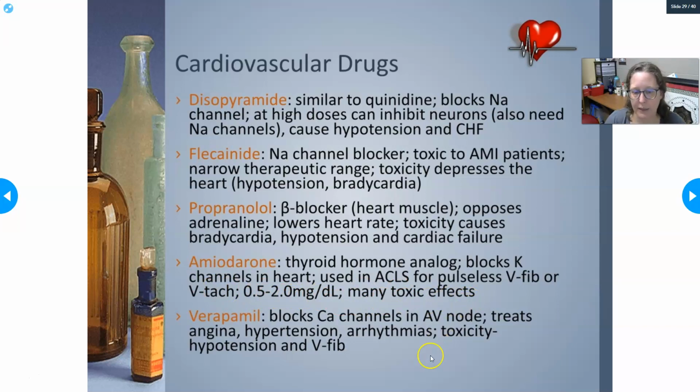Verapamil blocks calcium channels in AV node. It treats angina, hypertension, and arrhythmias. And when there's toxic levels, you see hypotension and ventricular fibrillation.